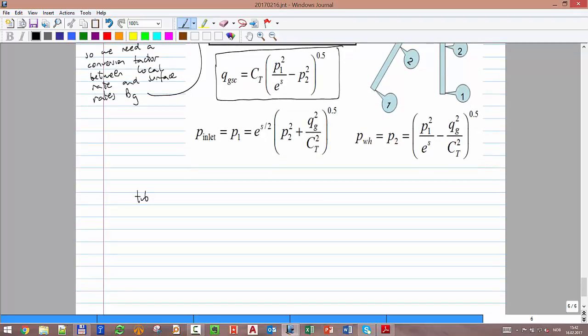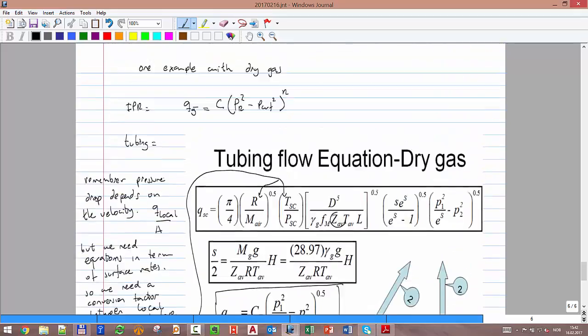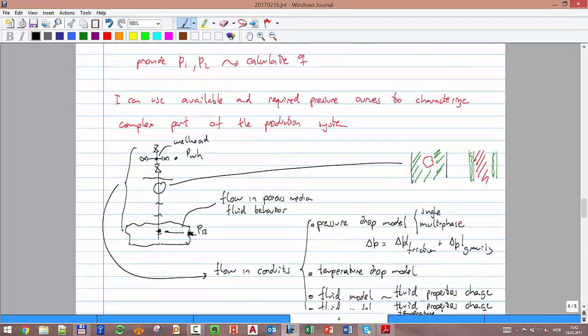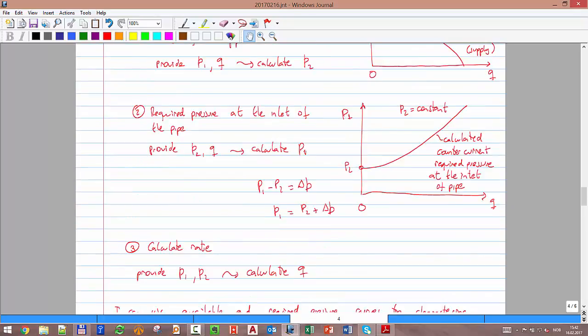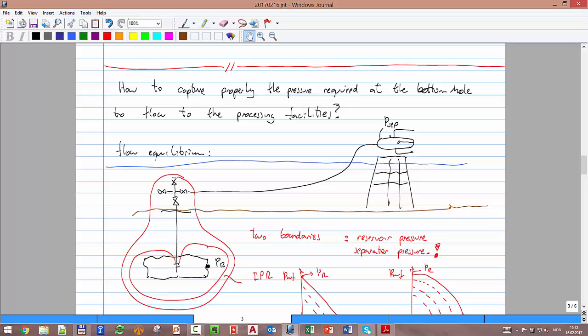Tubing equation is QG equal to CT times P1 squared over ES minus P2 squared to the power of 0.5. And now we have a third equation, which is the flow line equation. If you remember, now in the system we have IPR, tubing equation, and the only thing we need is the flow line equation.